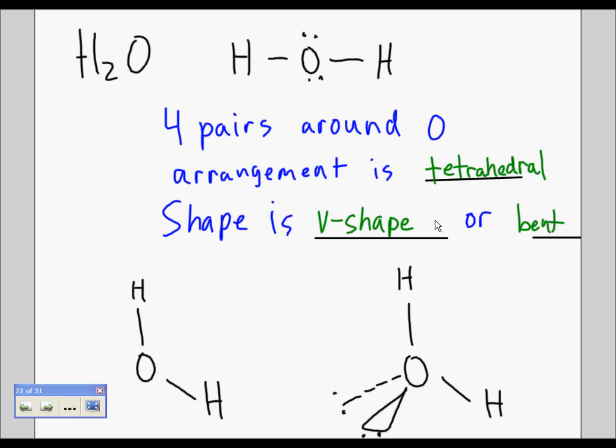And to draw the V-shape, you can draw an oxygen with the two hydrogens at an angle. Or if you want, you can draw it as the tetrahedral, showing all the electron pairs and just having the lone pairs at two heads of the tetrahedral.